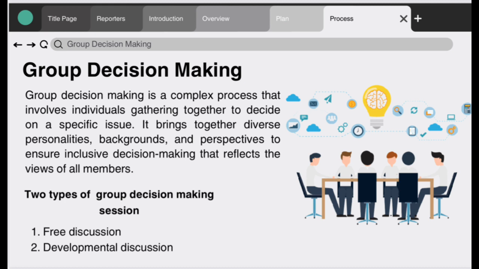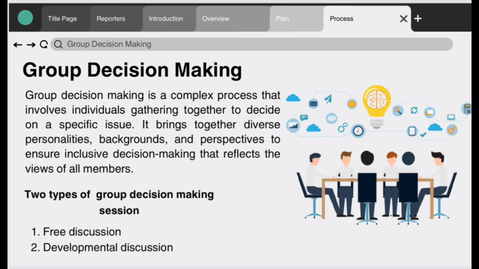Two types of decision-making session. Number one is free discussion, in which the problem is simply put on the table for the group to talk about. In free discussion, the group is free to make decisions as they want or as they wish.